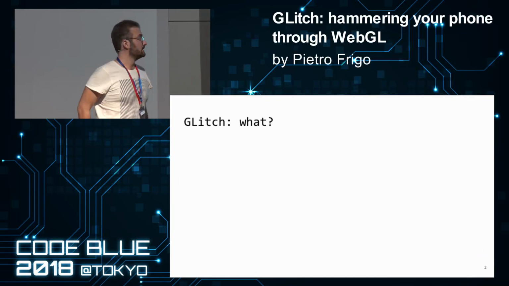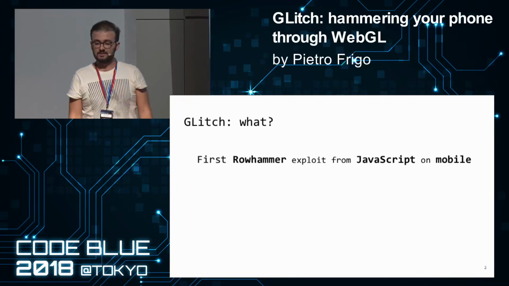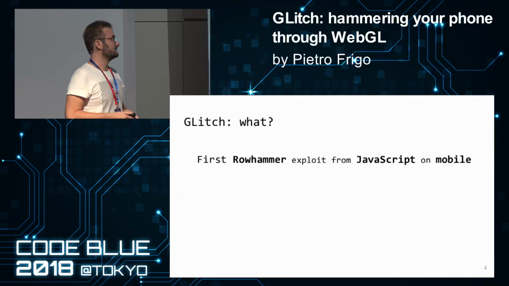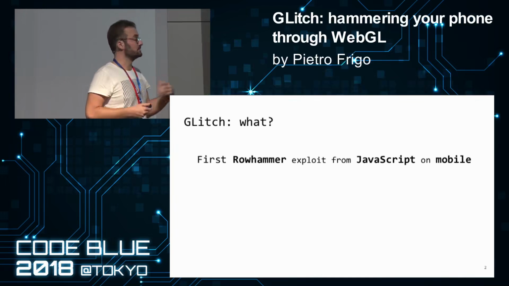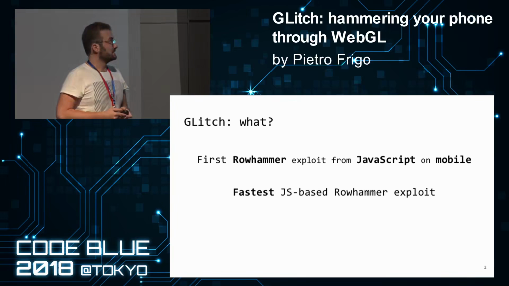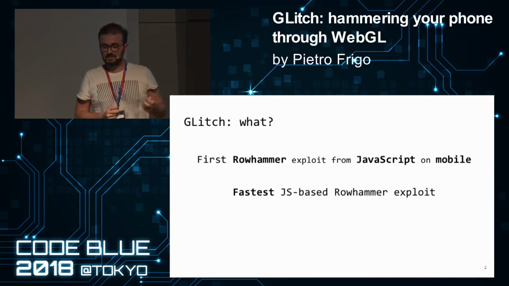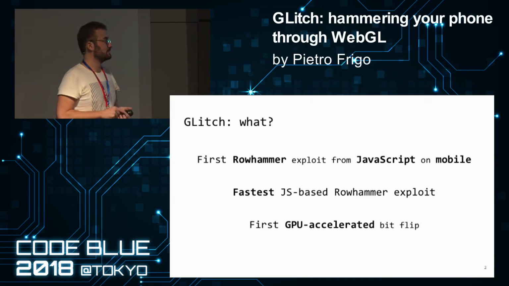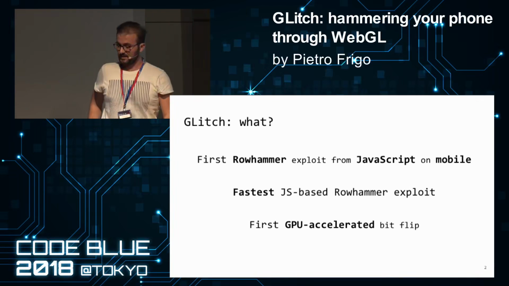So let's start with understanding what's Glitch. Glitch is the first Rowhammer exploit from JavaScript on mobile. Before this study, there was no proof of a JavaScript exploit using Rowhammer on mobile. And it's not only the first one, but it's also the fastest JavaScript-based Rowhammer exploit so far. But the main contribution of this work is that it's the first GPU-accelerated bit flip. So we triggered bit flips not using the CPU, but the GPU.